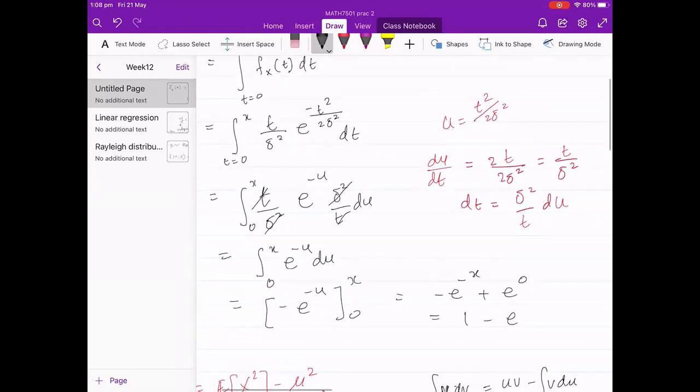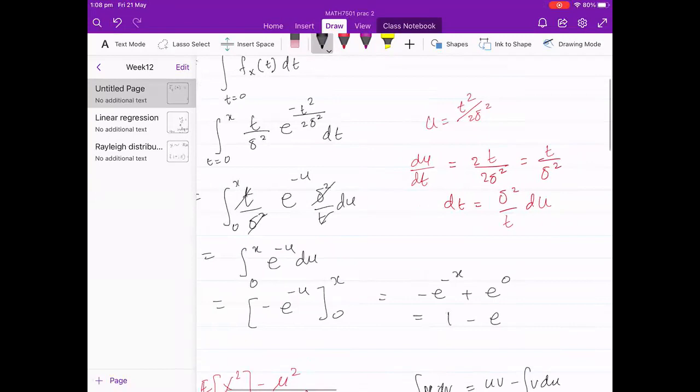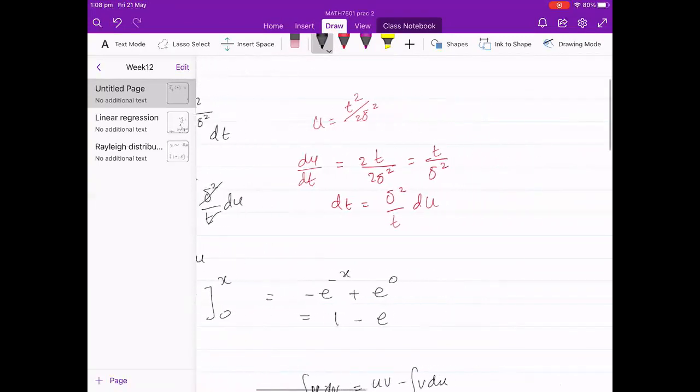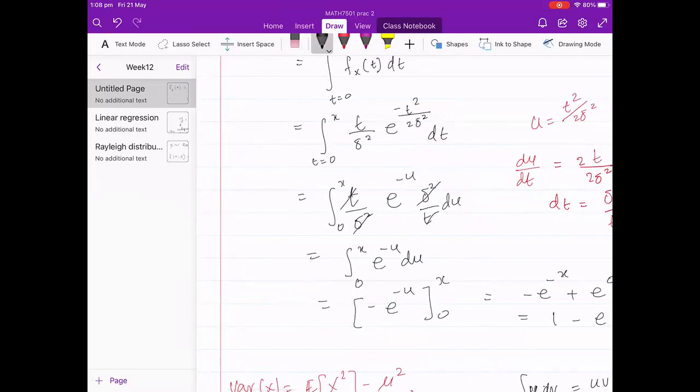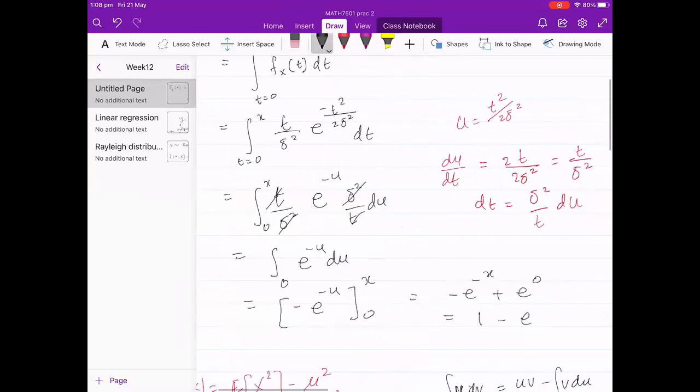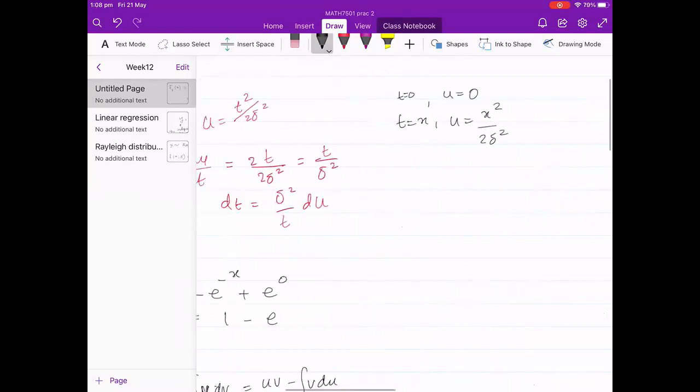Oh, I forgot something. When t equals 0, you should get u equals 0. When t equals x, your u equals x squared over 2 sigma squared. So these bounds should be changed. X squared over 2 sigma squared.